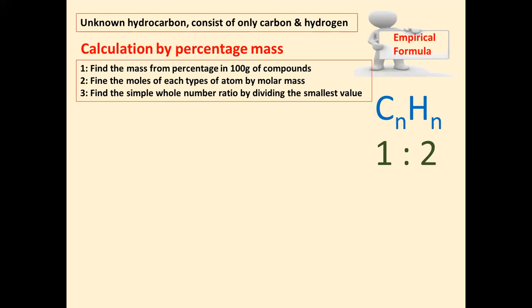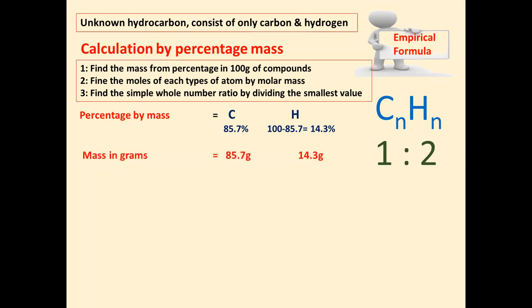For example, if we have another molecule that is a hydrocarbon, an organic molecule, and this hydrocarbon consists of only carbon and hydrogen. Now the percentage of carbon is 85.7%. And with reference to this carbon, we can calculate the percentage of hydrogen. 100 minus 85.7 gives us 14.3%. We represent this percentage in grams, so carbon will be 85.7 gram, while hydrogen is 14.3 gram. Their molar mass in the periodic table is 12 gram for carbon, while hydrogen is 1 gram.